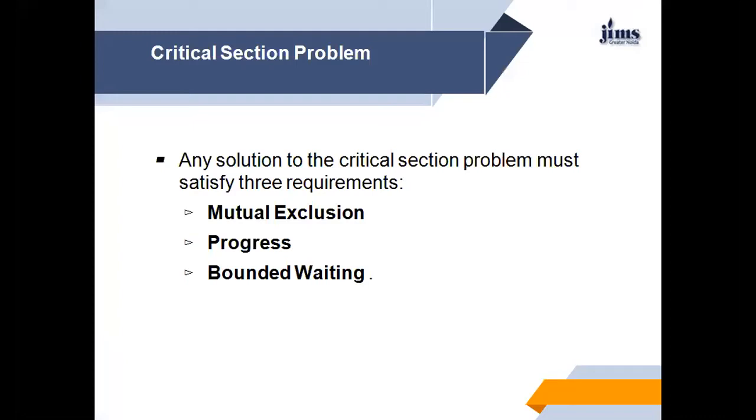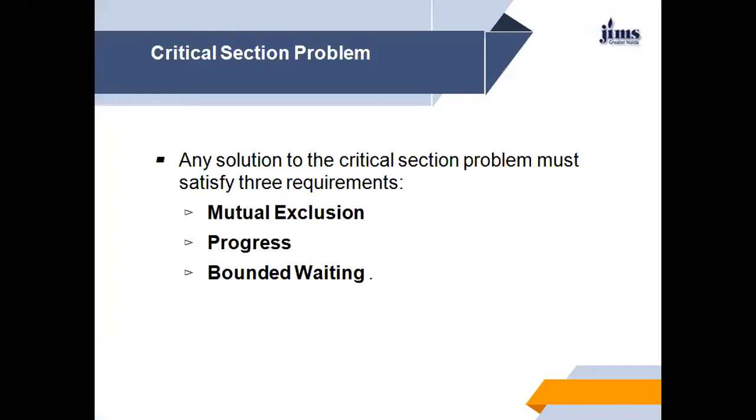Mutual exclusion: if process Pi is executing in its critical section, then no other process can be executing in their critical section. Is it clear? Mutual exclusion means if a process P1 is executing in its critical section, then no other process can be executing in their critical section.